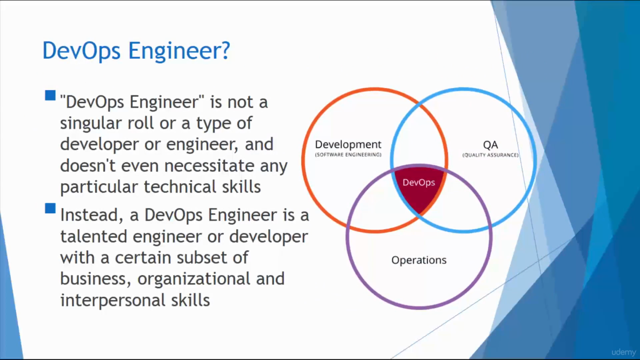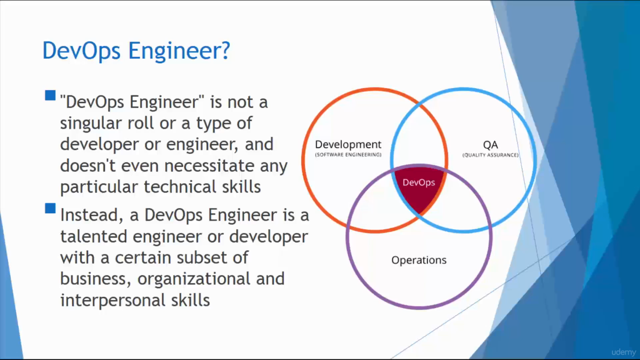So who is a DevOps engineer? The DevOps engineer is not a singular role or a type of developer or engineer, and the person doesn't even necessitate any particular technical skill. You're also a developer and you're an engineer at the same time. That's the ideal scenario. And this entire course, in fact, aims at making you both a developer and an engineer at the same time, working on multiple tool sets and platforms, such as Google Cloud Platform using Kubernetes, Docker, and then of course Java programming.